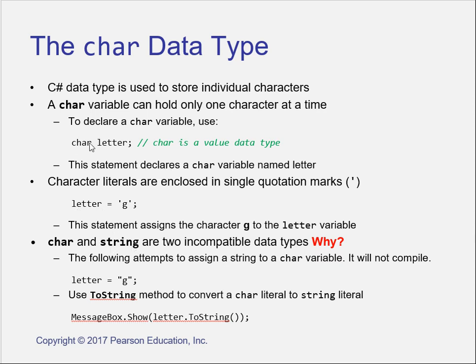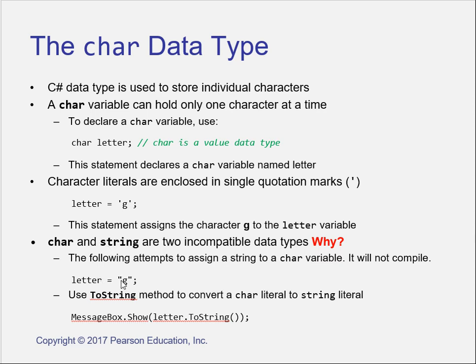The char is also a value type. So when we declare the letter in this example, we assign a value of G. It puts in one G and loads that into the stack, and we refer to that as a single character. The reason that the char and the string are incompatible is because the char is a value type and the string is a reference type, and they're handled differently in memory and in what we can do with them. We'll dive into that a little further now that we're talking about this.